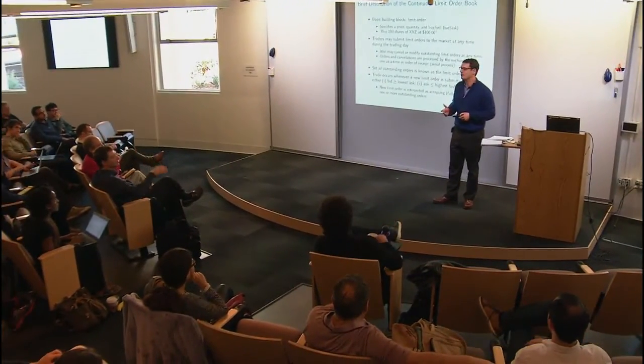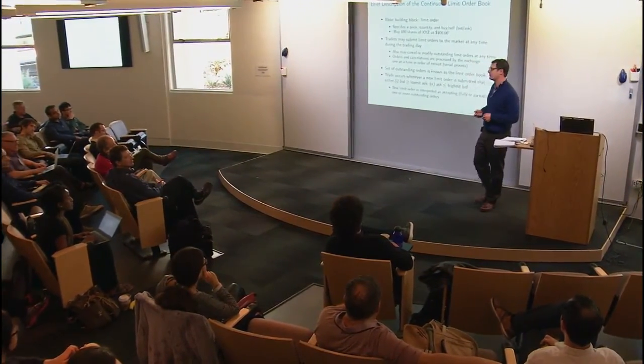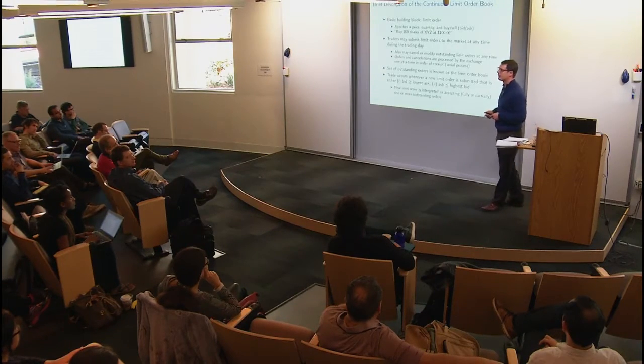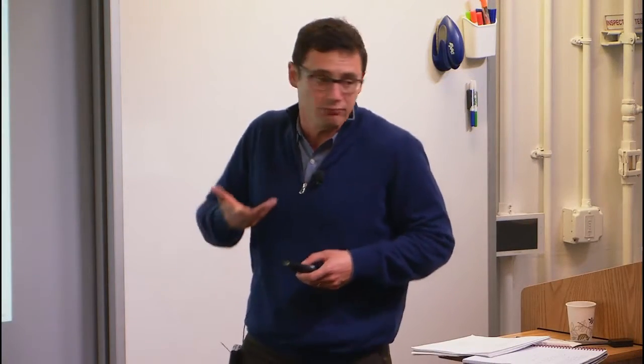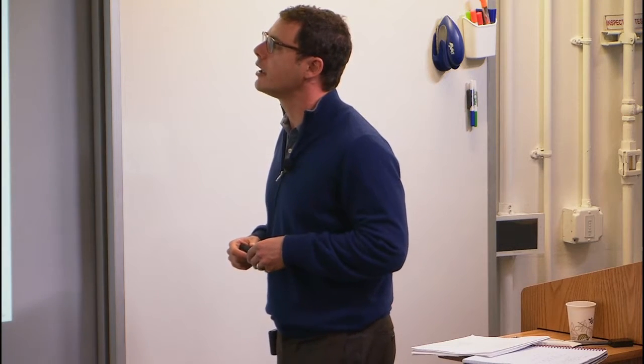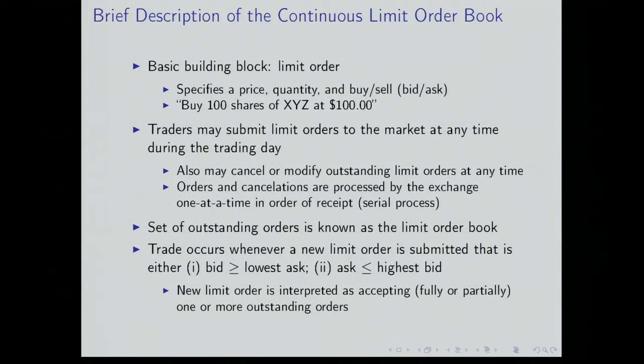So continuous limit order books process in excess of $1 trillion of economic activity per day, but are less well known in the market design community. The basic building block of a limit order book is a limit order. It specifies a price, quantity, and a direction, buy or sell. For instance, buy 100 shares of XYZ at $100 per share.